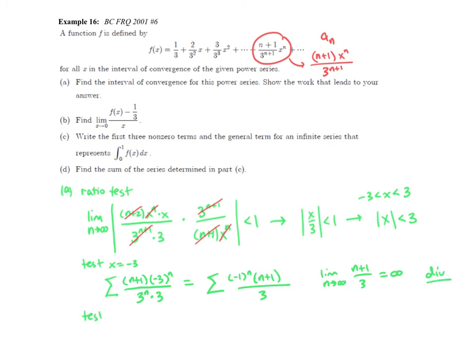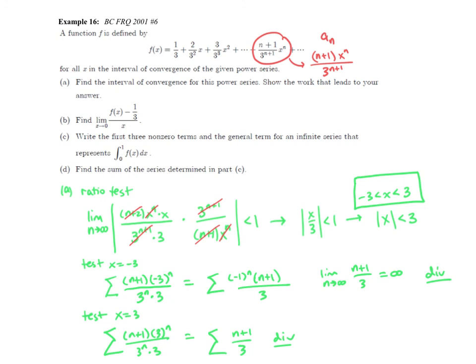If we were to test, for example, x equal to 3, then we have n plus 1 times 3 to the n over 3 to the n times 3. That series gives us n plus 1 over 3, and really for the same reasons, aside from the alternator, we get divergence. All right, so the interval of convergence for part A is going to be -3 to 3, and neither endpoint is included.